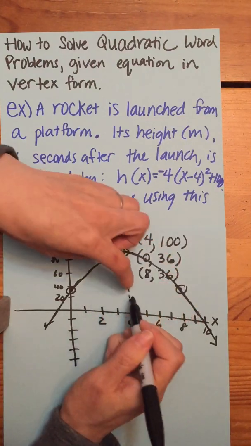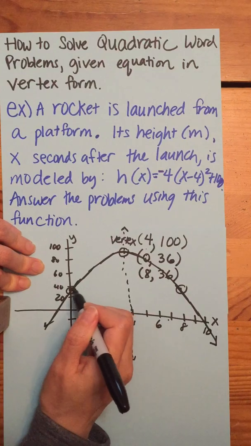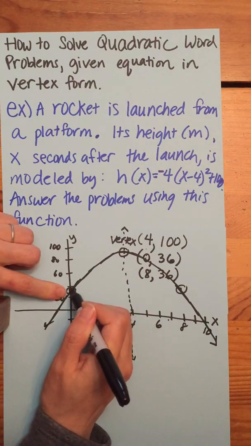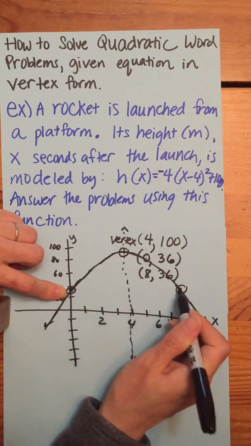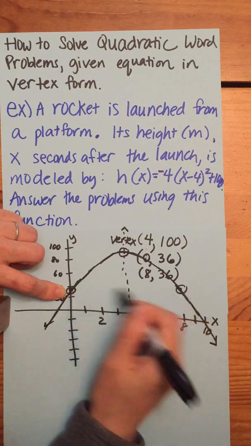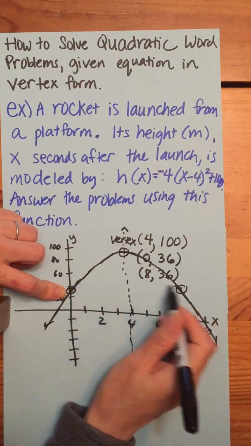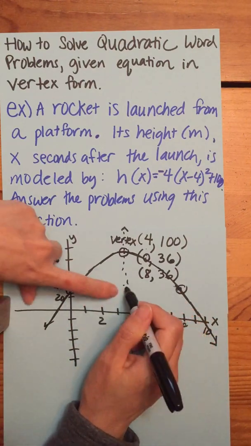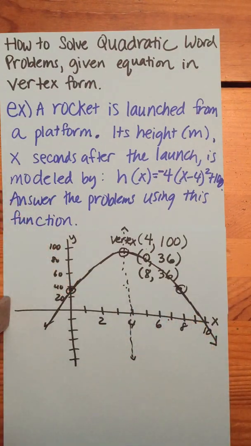And so if 4 to the left of the vertex has a height of 36, then 4 to the right of the vertex, which is at 8, will also have a height of 36. The height is always exactly the same, equidistant from the vertex. Okay, all right, so that's my graph to understand what's going on.